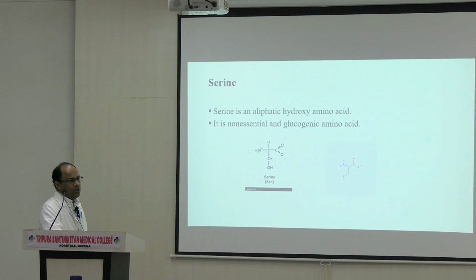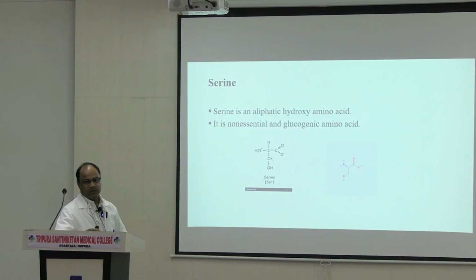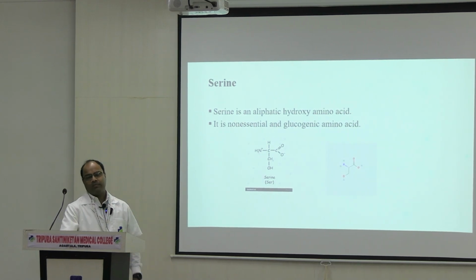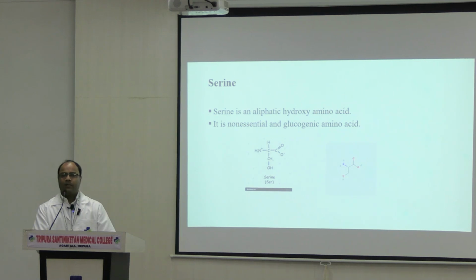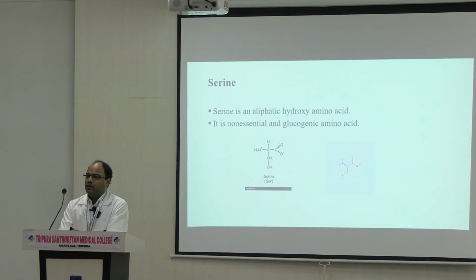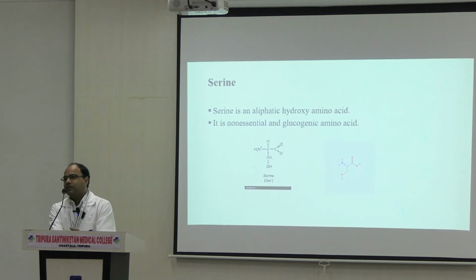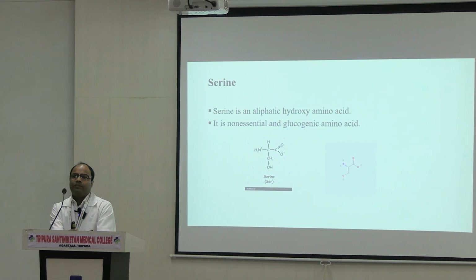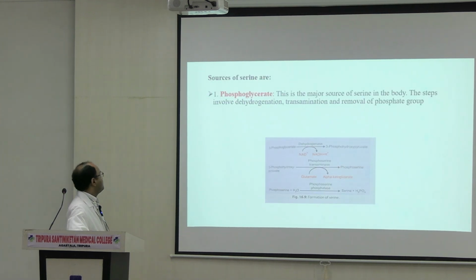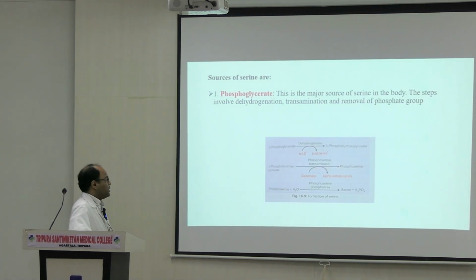This is a brief introduction. You don't have to write too much. Just 2 to 3 lines, very important. If you write 2 or 3 lines, you may get full marks. If you deviate from the main topic, you may get 0 marks. Understand? Next is sources of serine. There are 3 major sources.